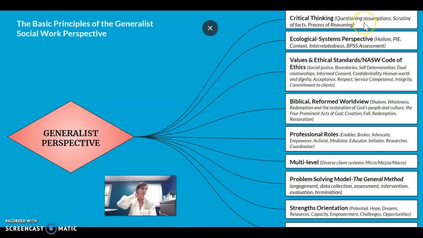Critical thinking: questioning assumptions that you might have, looking at the facts, having some reasoning behind things. We really want to be mindful of our own personal biases when we interact with clients, because it can really impact the effectiveness of the care that we provide.